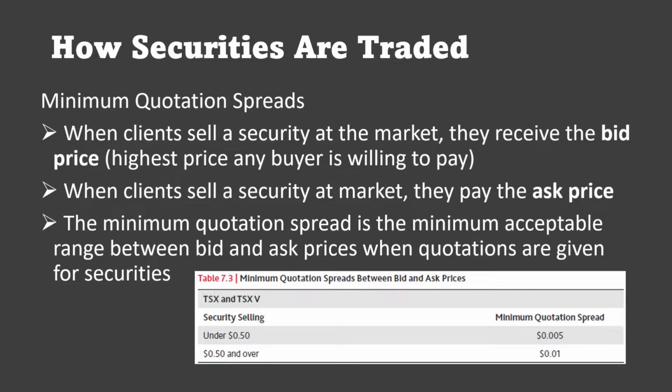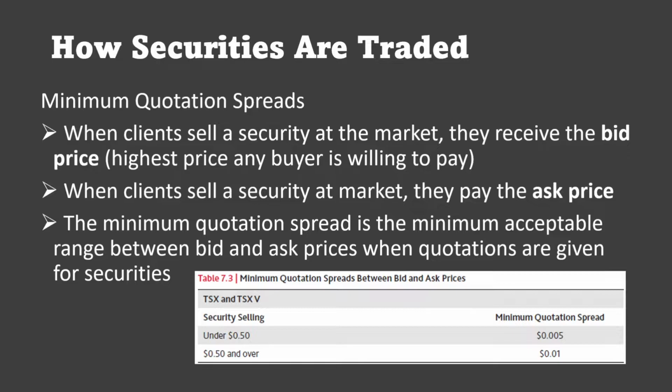There are also minimum quotation spreads. When clients sell a security at the market price, they receive the bid price. This is the highest price any buyer is willing to pay. When clients buy a security at market, they pay the ask price. And the minimum quotation spread is the minimum acceptable range between that bid price and the ask price.